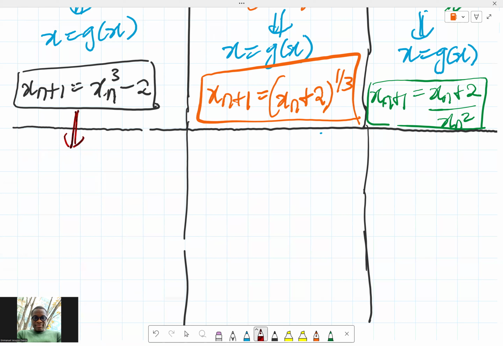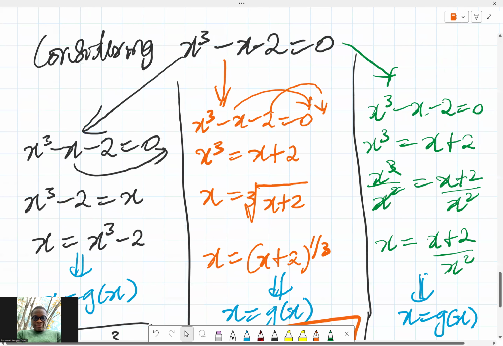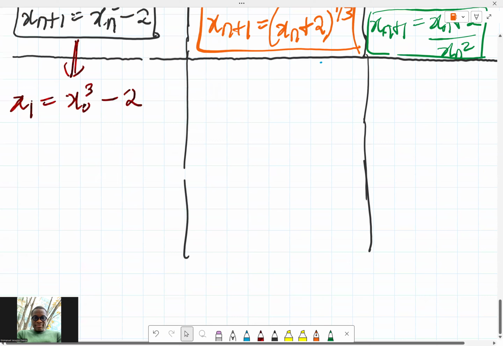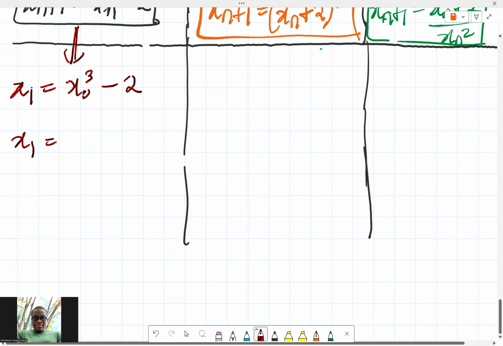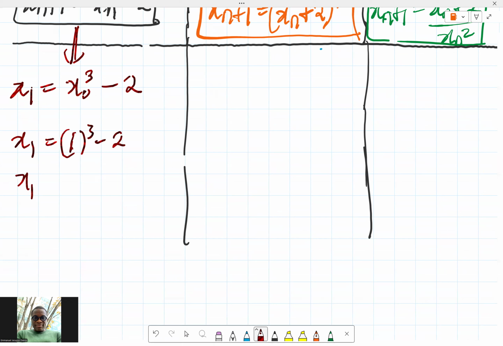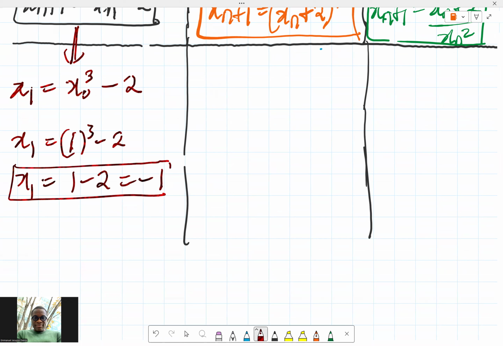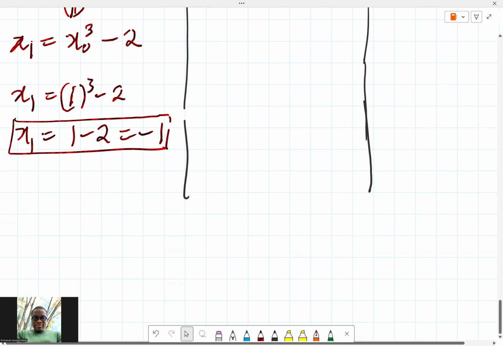If you want to go for the first iteration, this is when n is equal to 0, it means x1 is equal to x naught cubed minus 2. And don't forget what x naught is. X naught is 1, right? Yeah, x naught is 1. So we can just substitute that. So we have x1 equals 1 cubed minus 2. So that is x1 equals 1 minus 2, which is minus 1. Yes, that's minus 1. So we have our first result for this. That is x1 is minus 1.